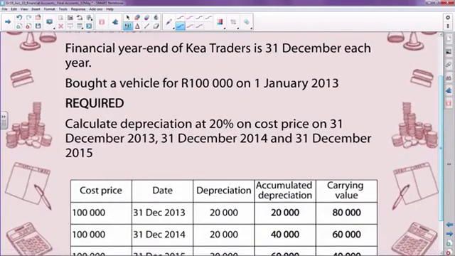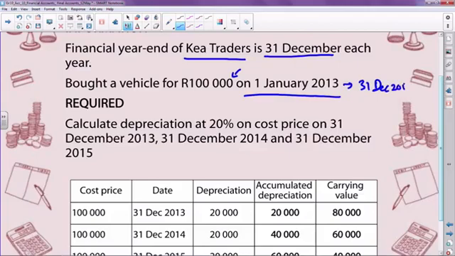At the financial year end, Kia Traders normally have their financial year end on the 31st of December. So what you need to do is calculate depreciation on the vehicle bought, and you paid 100,000 Rand for this vehicle on the 1st of January 2013. So hopefully you know that the end of the year will be 31 December 2013. You see, that's the end of the year. That is 12 months. So if I bought it on the 1st of January, I use the 12 months up to the end. And when do we do depreciation? We always do it at the end of the year.